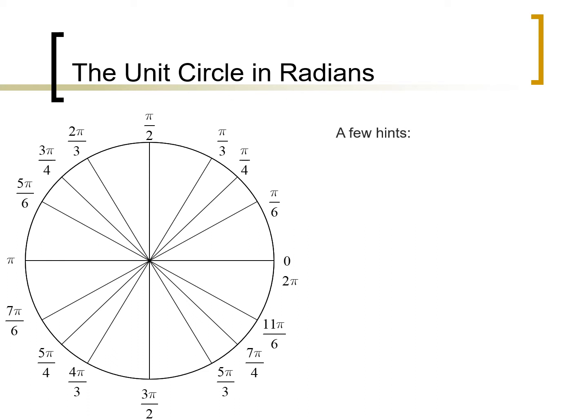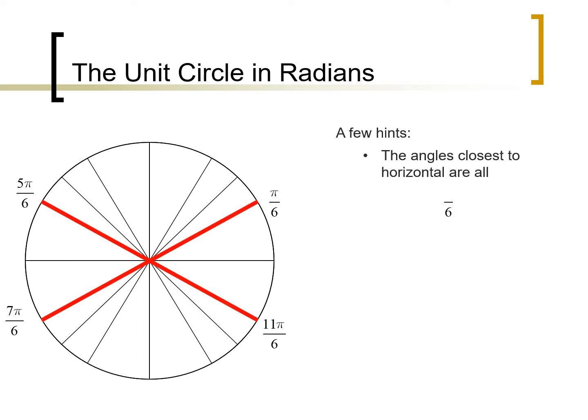So a few hints. First of all, note that those angles that are closest to horizontal, right above horizontal, right below horizontal, all those angles are over 6. Pi over 6, 5 pi over 6, 7 pi over 6, 11 pi over 6. Make sure you're getting this in your notes.